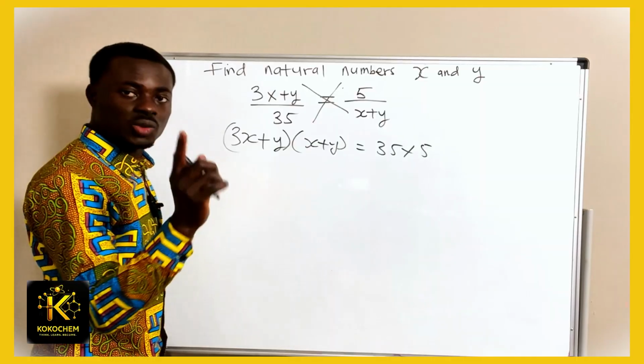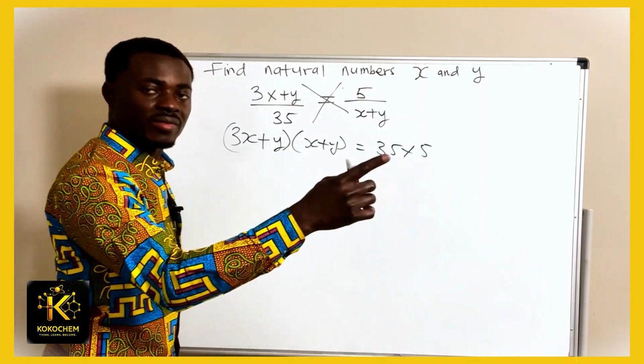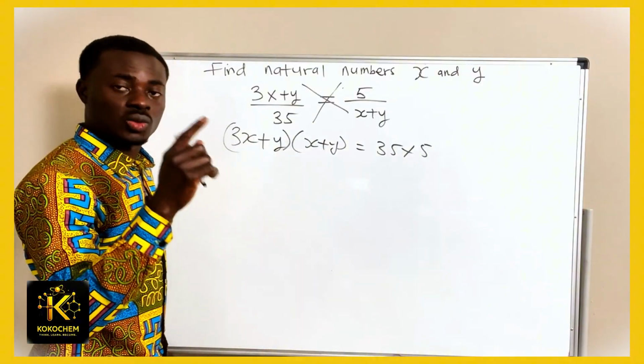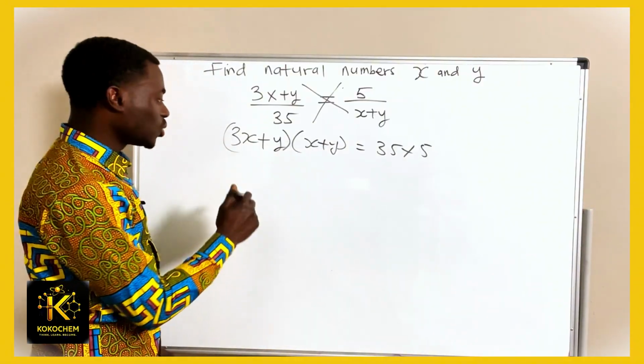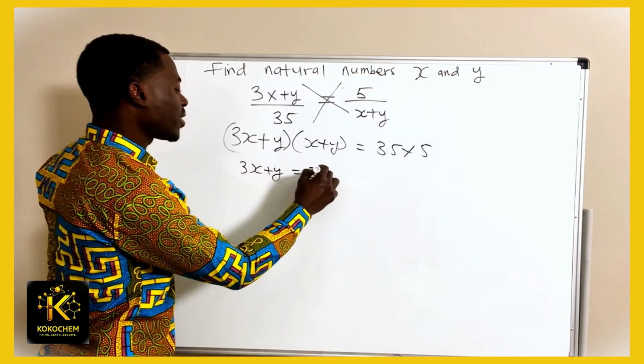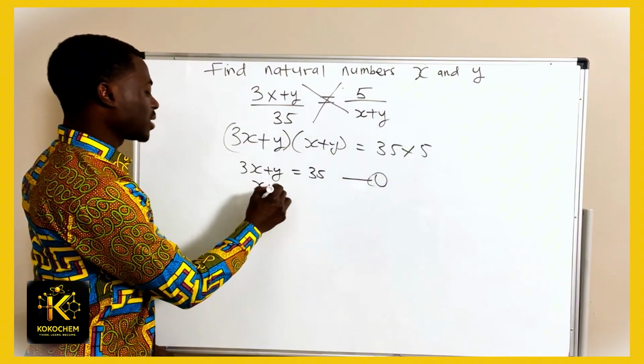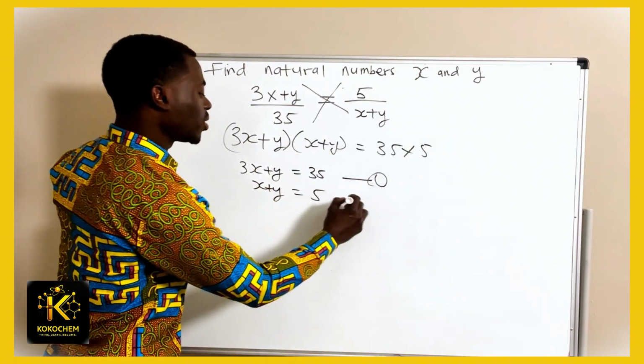Step 2: comparison. 3x plus y is equal to 35, and x plus y is equal to 5. So we get 3x plus y is equal to 35, equation 1, and x plus y is equal to 5, equation 2.